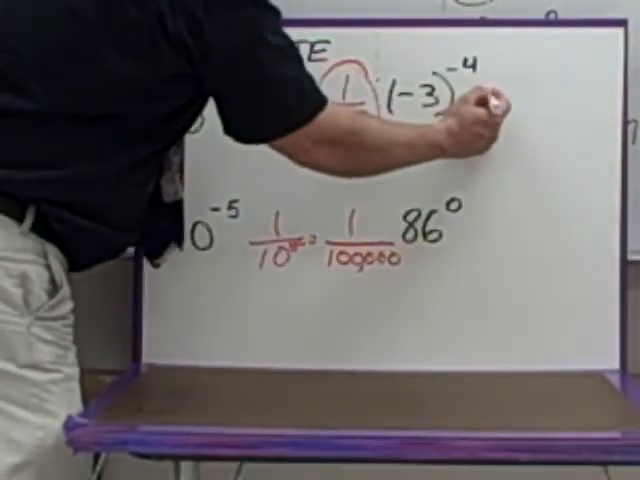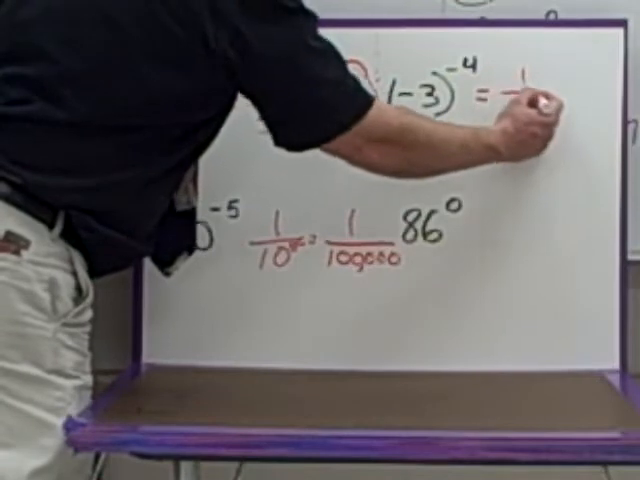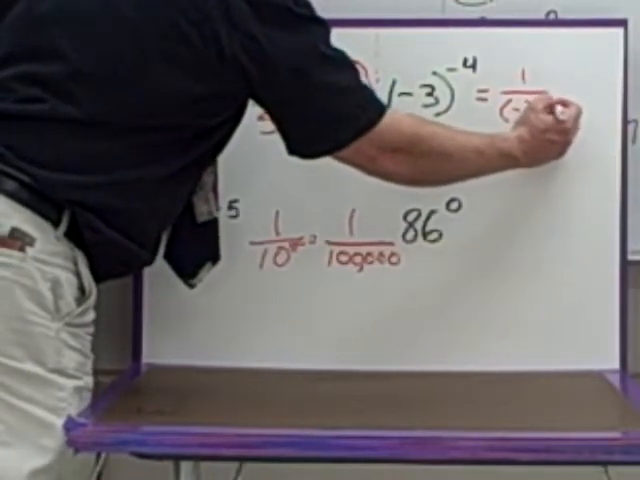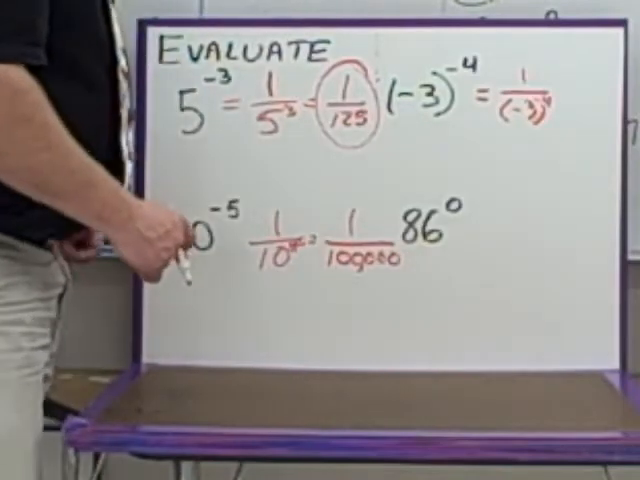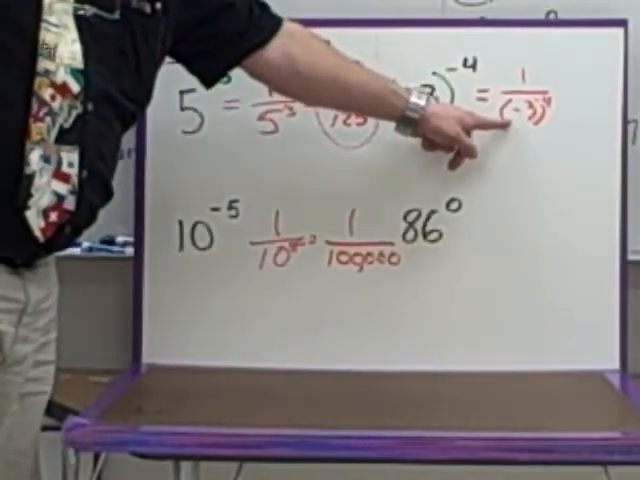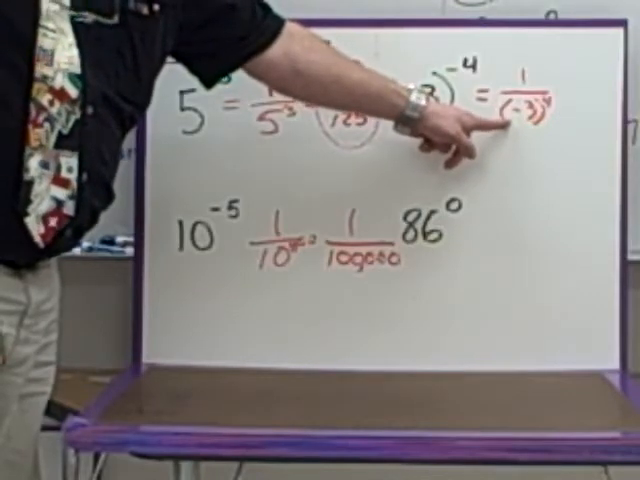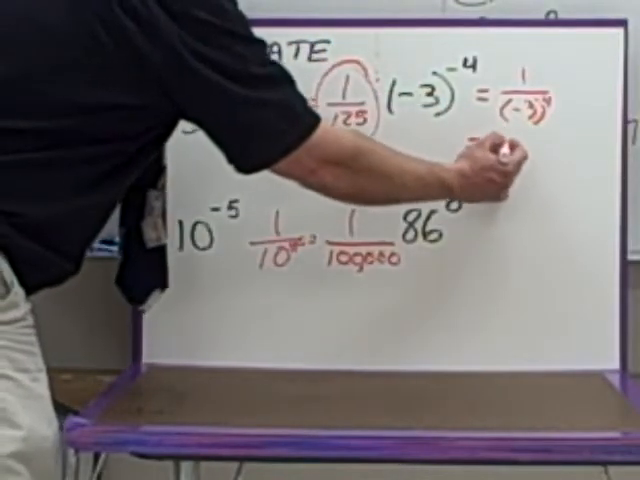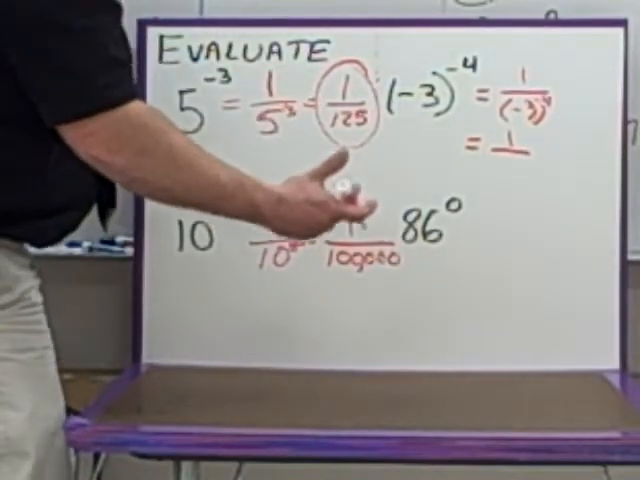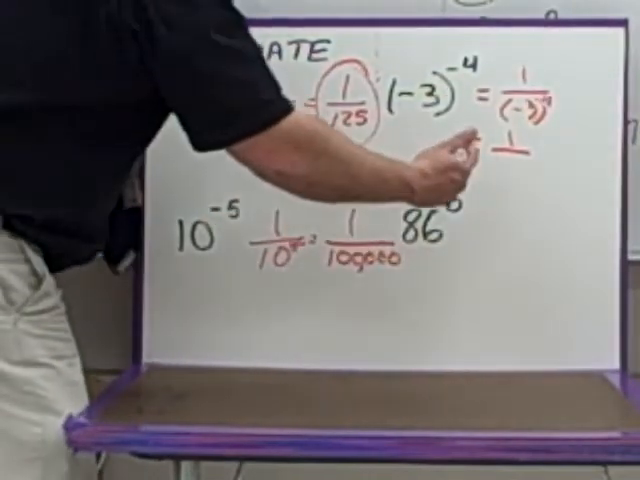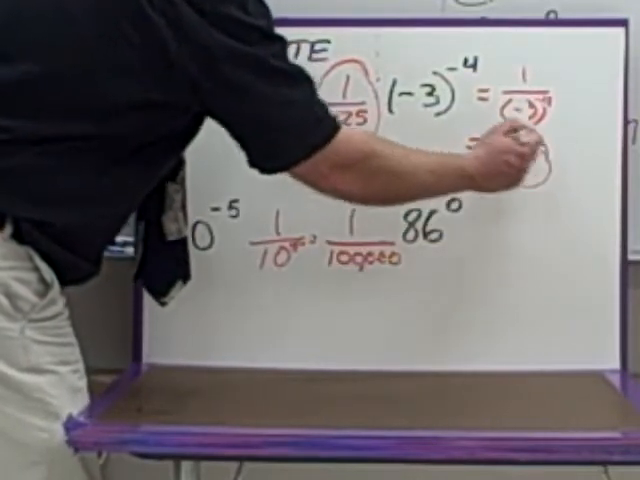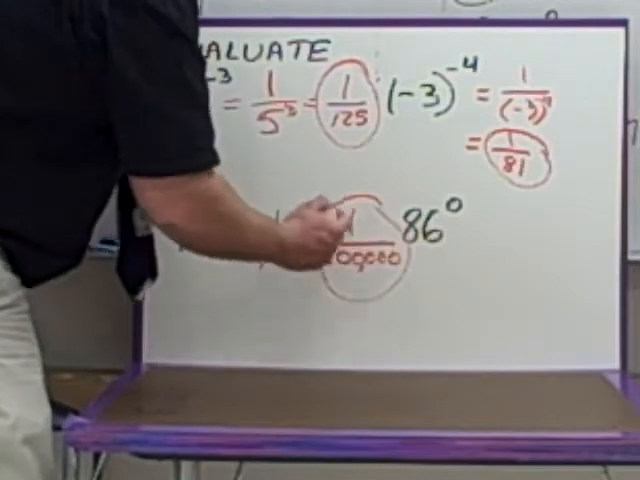Negative 3 to the negative 4 would be 1 over negative 3 to the positive 4 exponent. An even exponent on a negative number, we know the answer is going to turn out to be positive. So we know we're going to have a 1 over a positive number. 3 times 3 is 9, times 3 again gives you 27, times the fourth 3 gives you 81. So that's your final answer on that one.